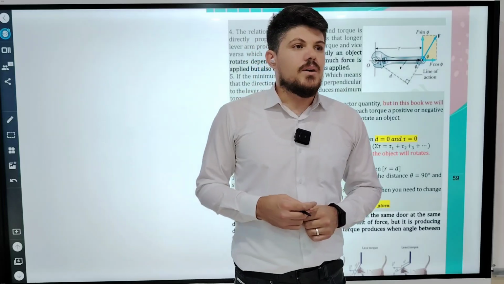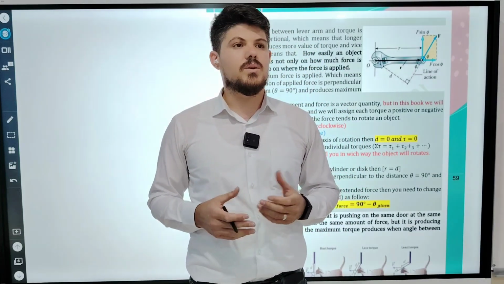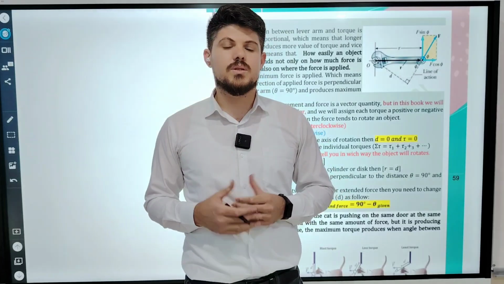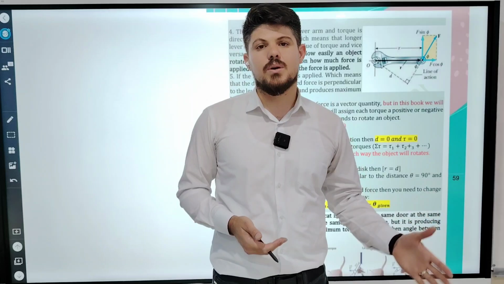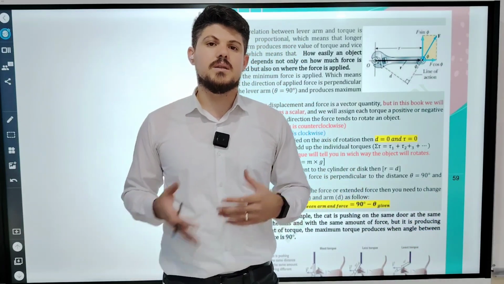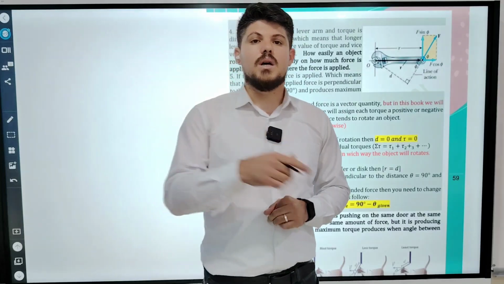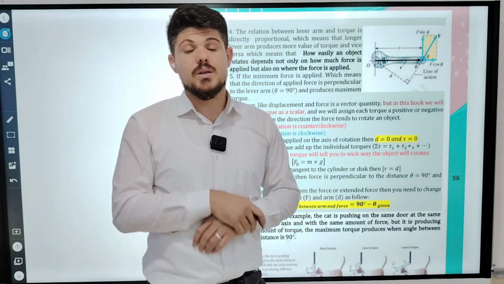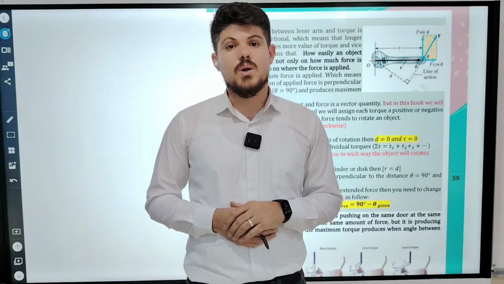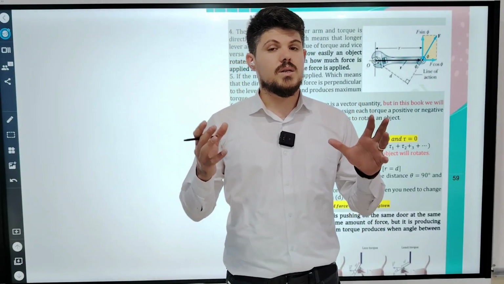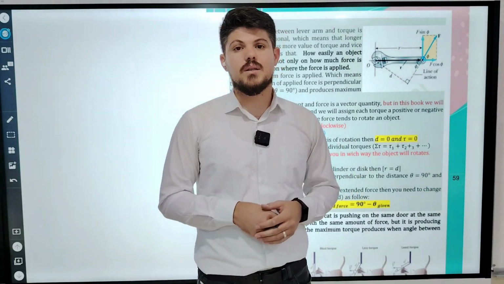If you remember, in grade 11, you learned work. When is work done on an object? When a force is applied on an object and it moves the object from one position to another. The product of the force component in the direction of the displacement and the displacement gives the work done, and you can calculate the work using this equation, which is equal to force times distance times cosine theta.